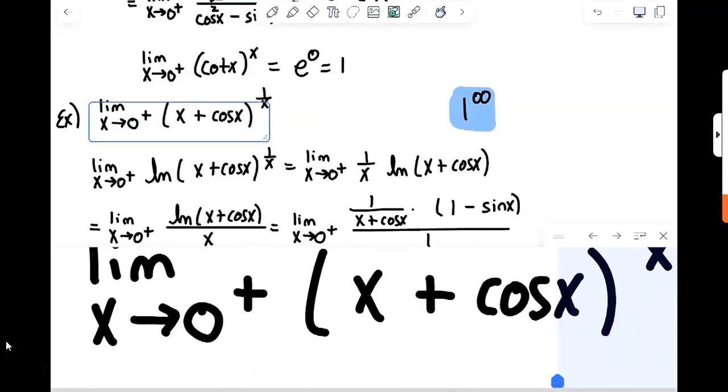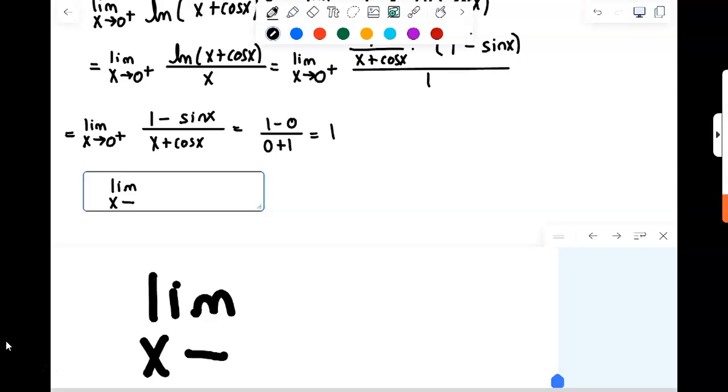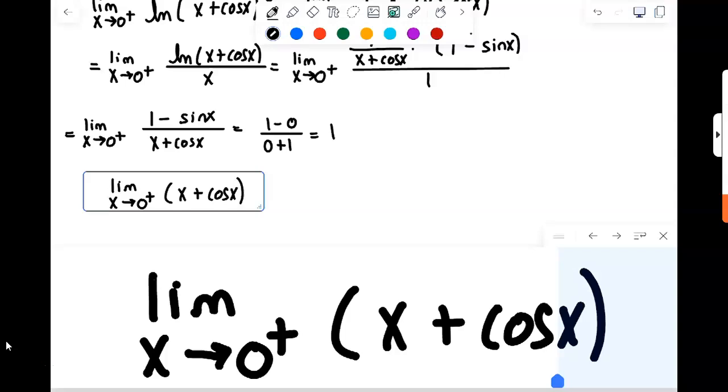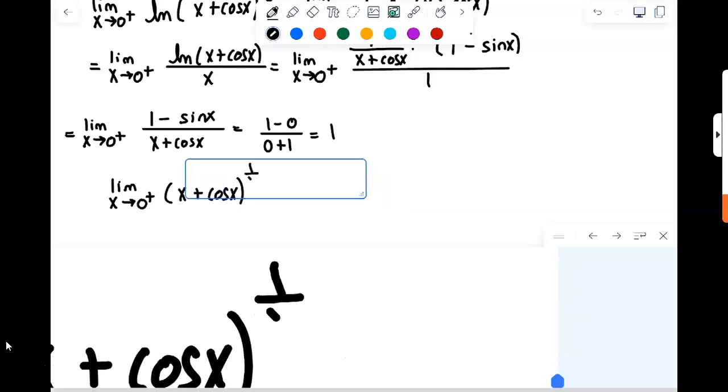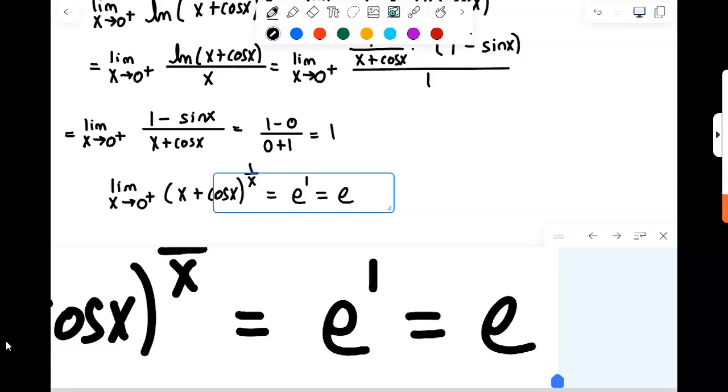And so now finally, the overall original limit as x approaches 0 from the positive direction of x plus cosine x raised to the 1 over x function is just equal to e to the first power, which is just e. So this thing just approaches e and e only.